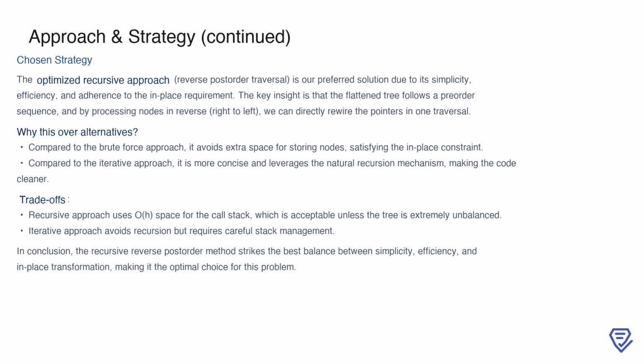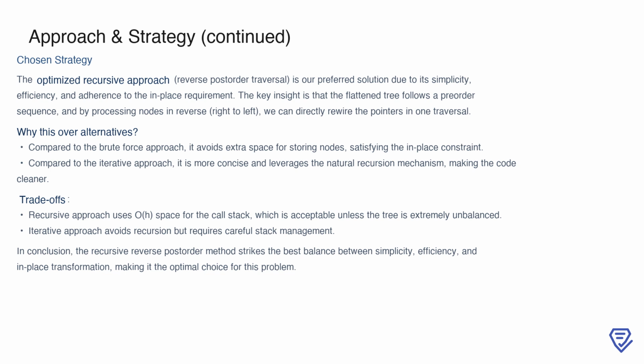After considering the different approaches, the optimized recursive method using reverse postorder traversal is the preferred strategy. This method is elegant, efficient, and adheres to the in-place requirement by directly rewiring pointers during the traversal. The critical insight here is that the flattened tree follows a preorder sequence, and by processing the nodes in reverse order, starting from the rightmost node, we can ensure that the right pointers are set correctly in one traversal.